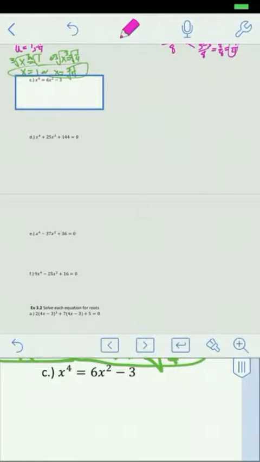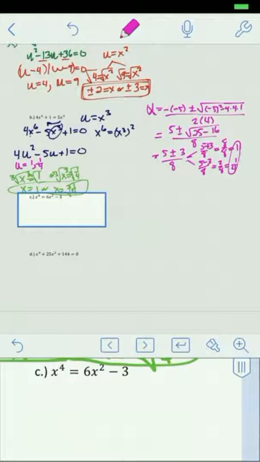Alright, let's try this one now. So I've got x to the 4th equals 6x squared minus 3. Again, it doesn't look very quadratic like the last one did, so we're going to fix it the same way. Move things over.